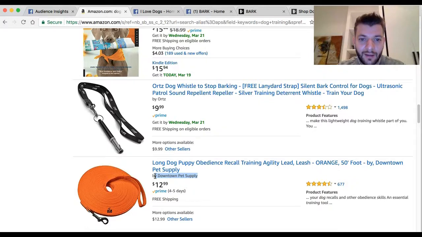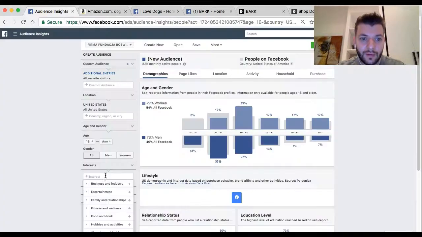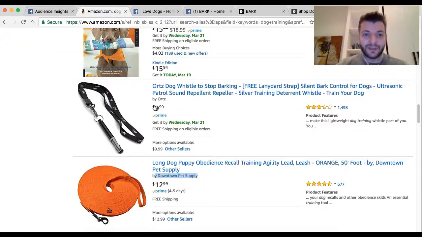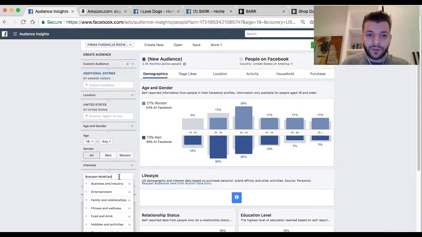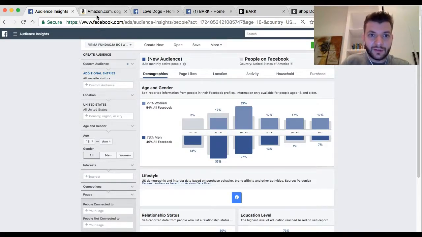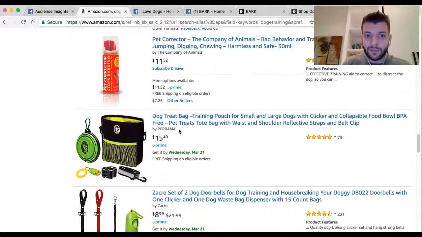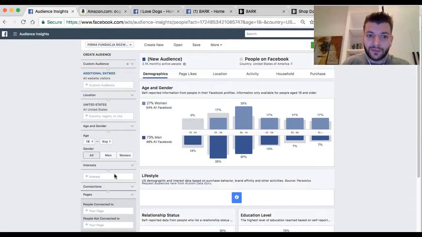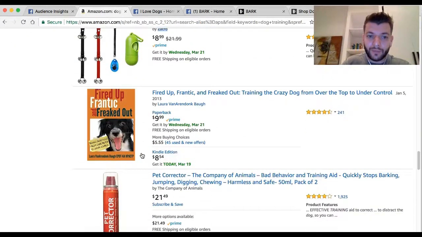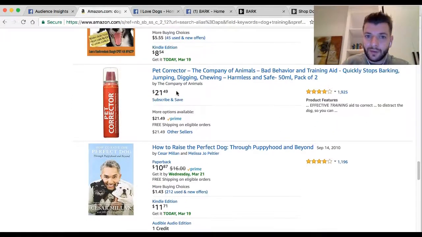Downtown Pet Supply. Yeah, so these are probably more like niche brands. That's why they're not available. Brandon McMillan, that's a guy who trained dogs, and if you're in this business, he's your competitor, basically. So no, that guy is also not available to target on Facebook. He might be present, but Facebook simply doesn't allow certain brands to be targeted.